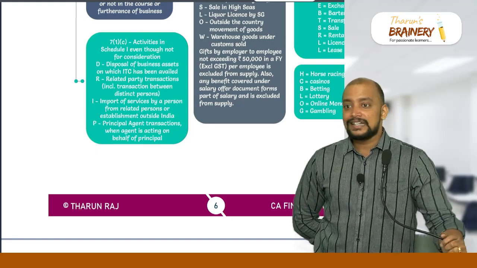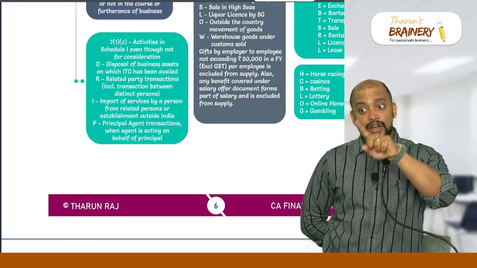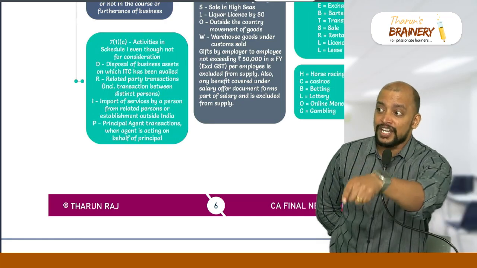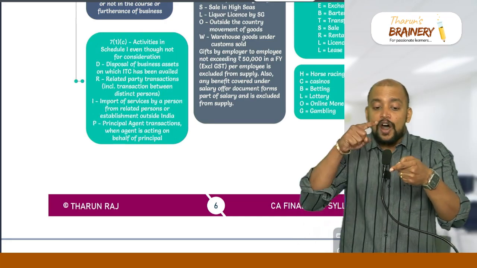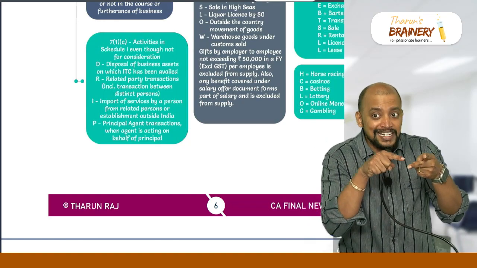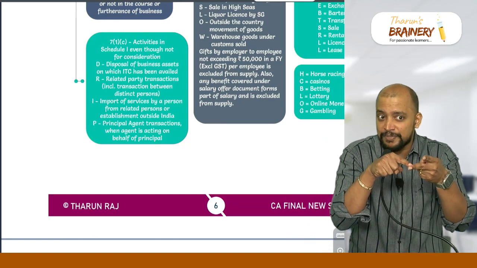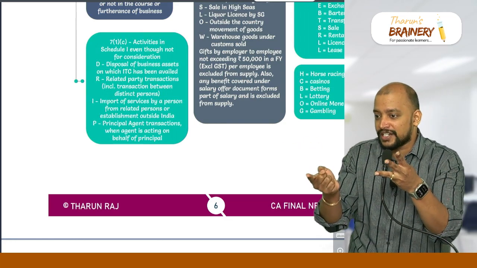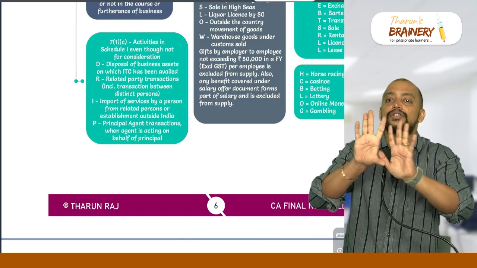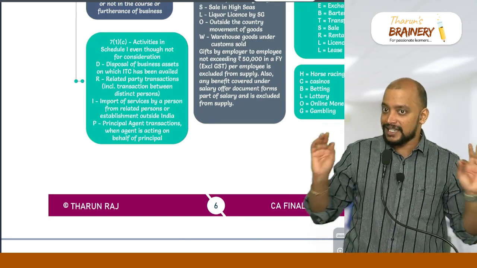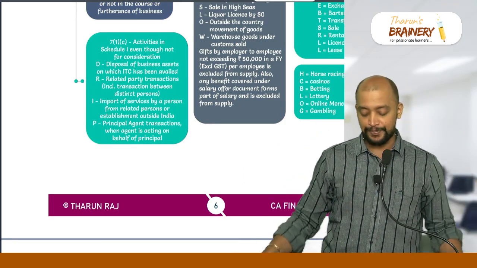Now in this case, disposal of business asset on which ITC availed, but that disposal is in the course or furtherance of business, or maybe as a part of CSR also they can do something, then it will also be in the course or furtherance of business, or voluntarily also they can do, not in the course or furtherance of business. All these things don't see. Is it disposal of business asset on which ITC availed? Yes, it is supply under 7(1)(c).